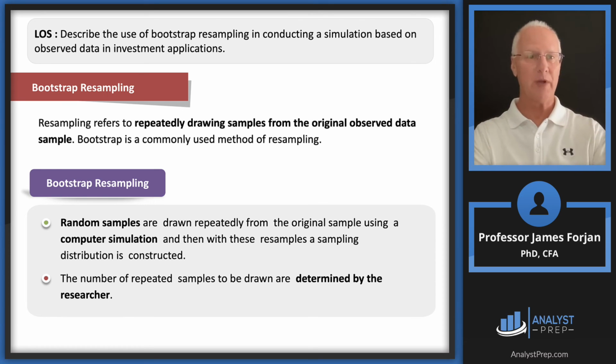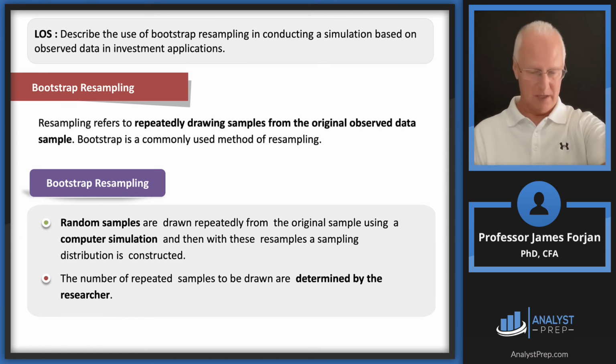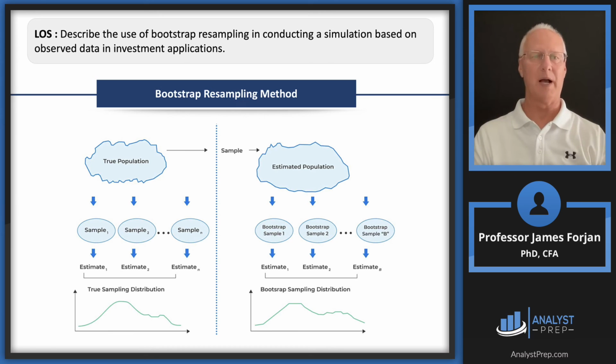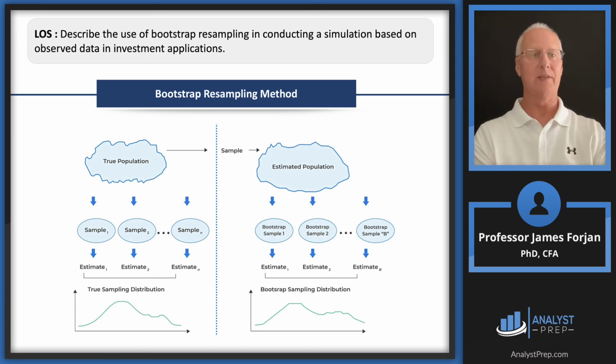All right, do I need to tell you about bootstrapping? Bootstrapping is the first example that I gave you. We're just going to pull out a player and repeat a penalty shot that he or she has kicked in one particular instance during their history, right? Repeatedly drawing samples from the originally observed data sample. It's a commonly used method. It's called resampling. The number of repeated samples is determined by the researcher. This is exactly what we're saying. So the true population is going to be the same thing as the estimated population.